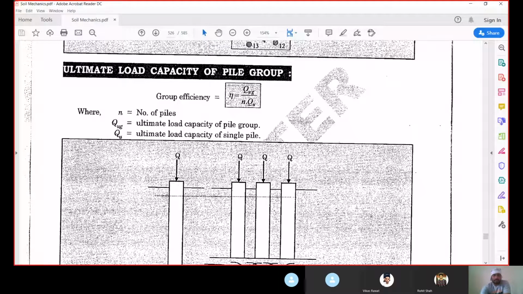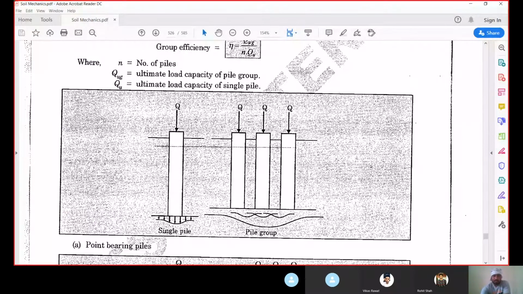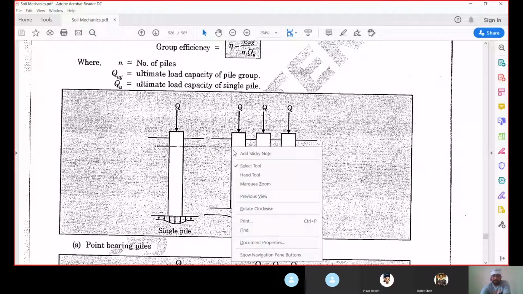So N is the ultimate load capacity of the pile group, right? And Q is the ultimate load of a single pile. See, in this case, this is your pile group. This is your single pile. And this is your stress distribution for a single pile. And this is for your pile group.